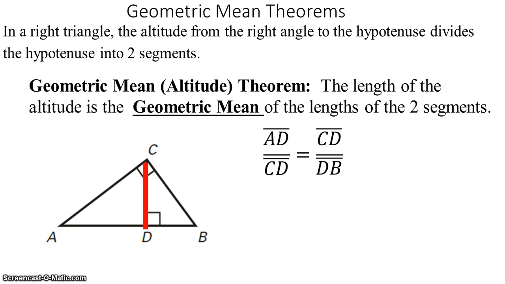So what that means is CD is the geometric mean. It goes twice in my proportion across from each other, of this piece and this piece. So once I figure out which one is the geometric mean, AD can go here, DB could go here, or they could be flip-flopped, as long as they're across from each other and they end up multiplying.